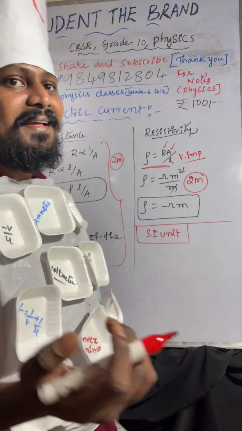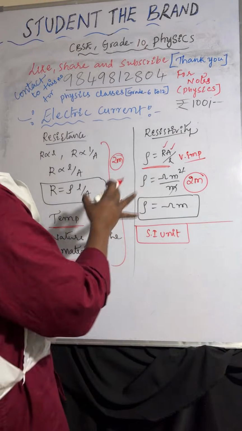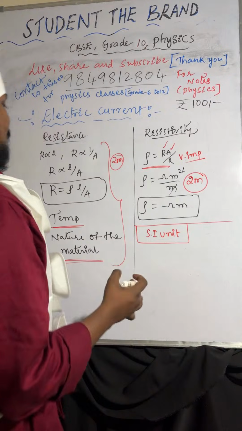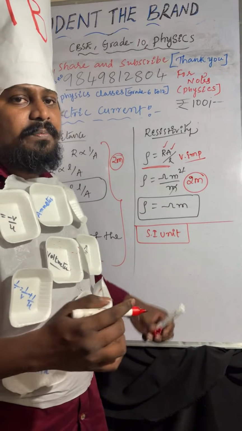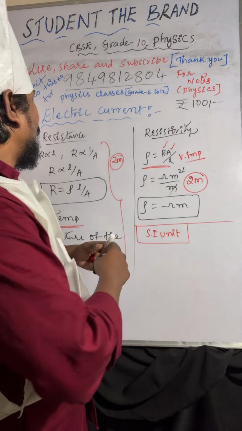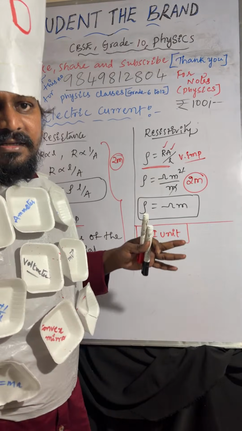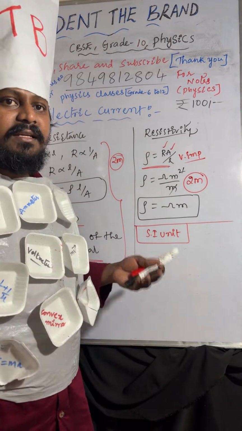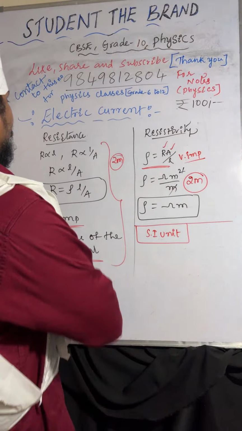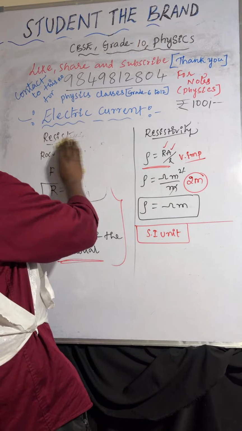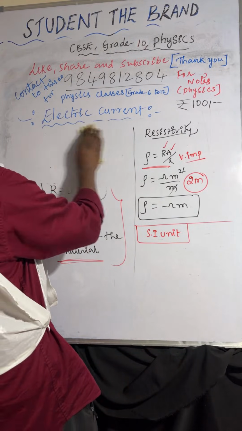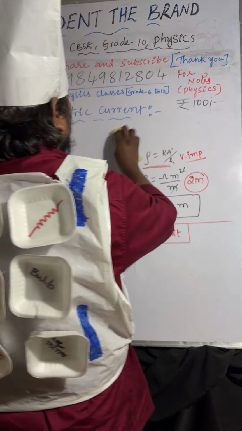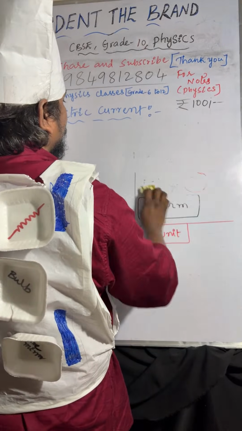Right, okay, done. So this is about the difference between resistance and resistivity. I hope it is very clear. Now we will discuss resistors connected in series combination and resistors connected in parallel combination. Let's discuss those points. We will discuss.